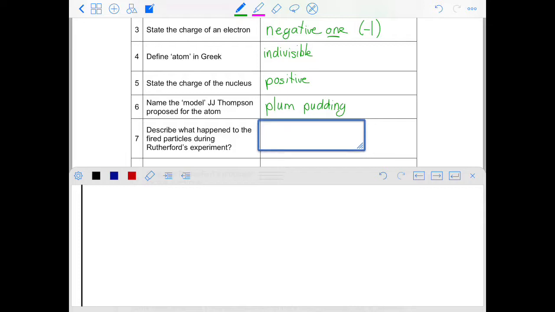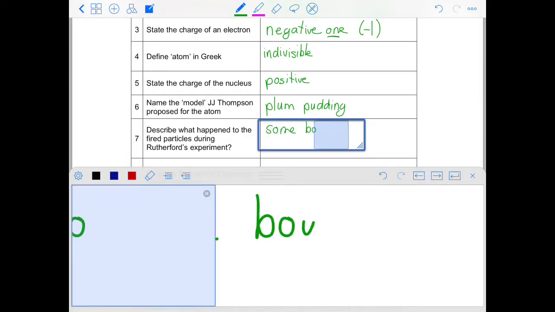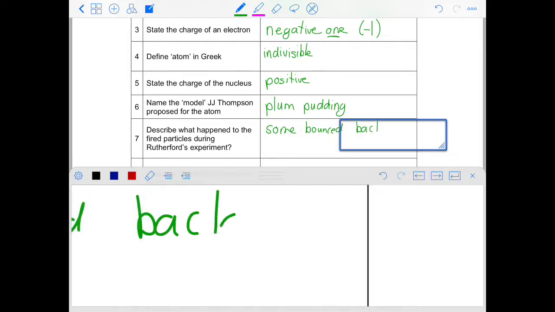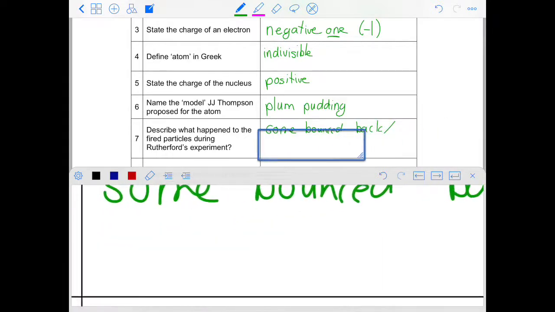What happened to the fired particles during Rutherford's experiment? If you remember, in Rutherford's experiment, he fired the alpha particles, the positively charged particles, at the gold foil, and some of them bounced back or were deflected.